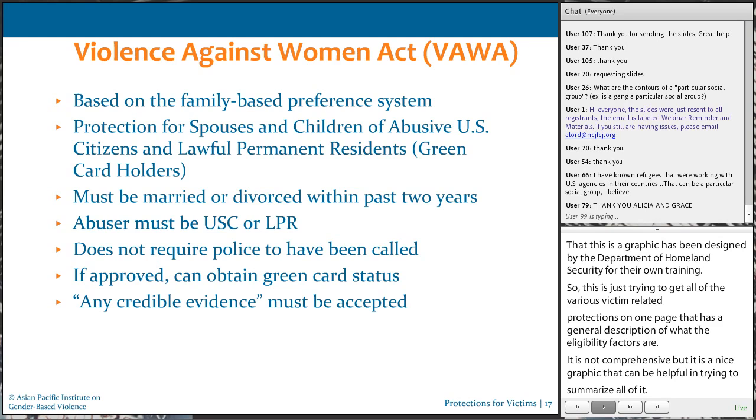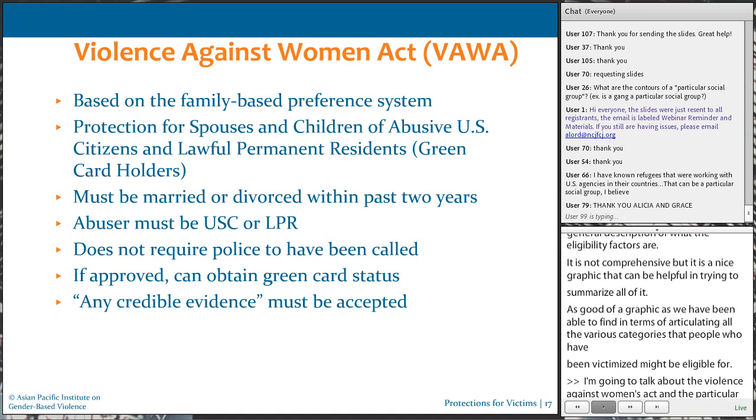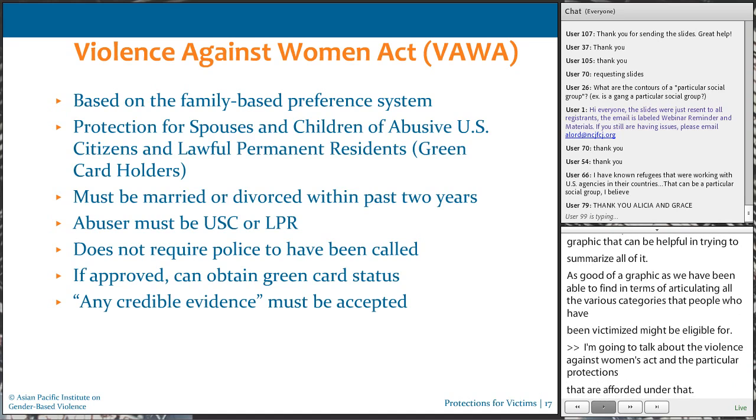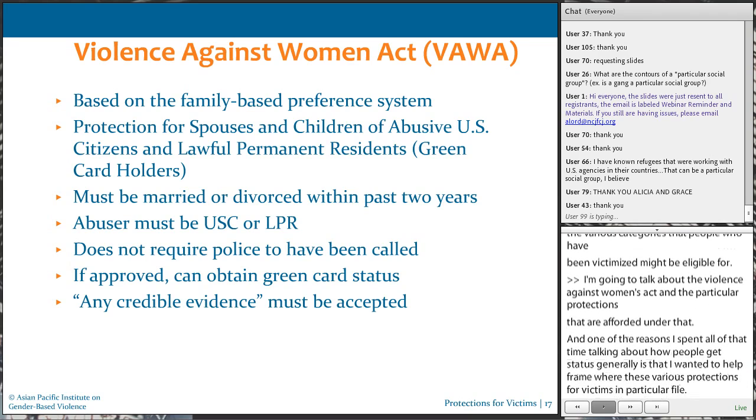So I'm going to talk about the Violence Against Women Act and the particular protections that are afforded under that. And one of the reasons I spent all that time talking about how people get status generally is that I wanted to help frame where these various protections for victims in particular fall. And so the original Violence Against Women Act self-petition protections are based on the family-based preference system.